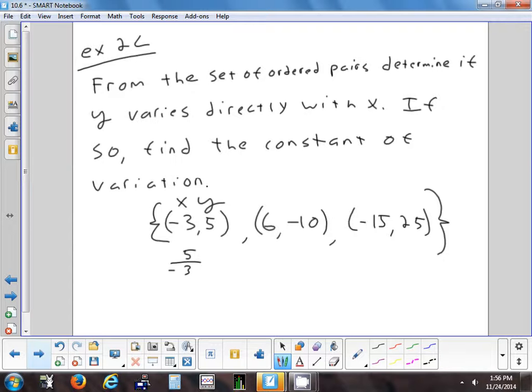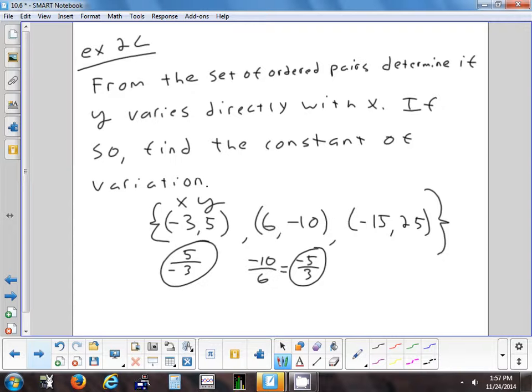Okay, let's check the next one. What's my calculation here? -10 over 6. That does reduce. What's the top and bottom both divisible by? 2. What's -10 divided by 2? What's 6 divided by 2? 3. Are those the same number? Yes. Okay, when you have a positive divided by a negative, those are the same number.